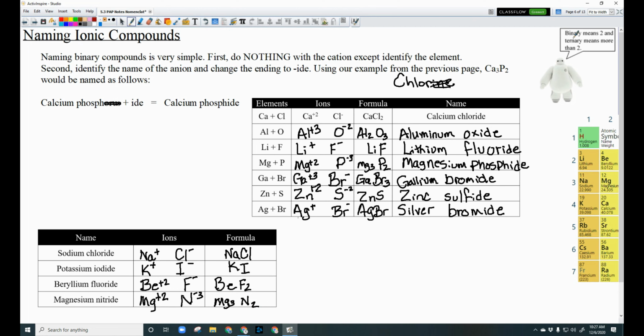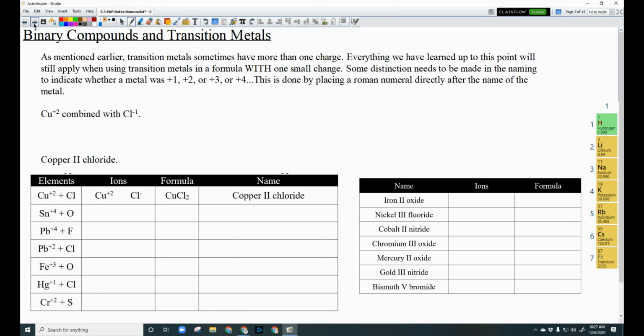And you're going to see these words binary and ternary, especially binary. So I'll put this little guy up here to show you that bi is a prefix that means 2. So these are binary compounds, 2 elements bonded together. 1 element, 2 element, 1 element, 2 element. Binary. Ternary means anything more than 2. So there are cases where more than 2 elements bond together. Those are called ternary. And there's a different naming system for that.